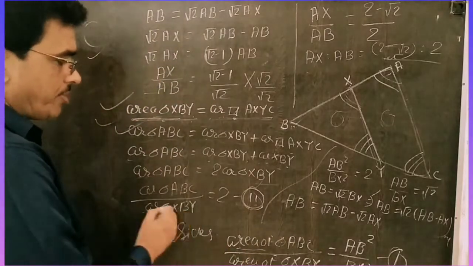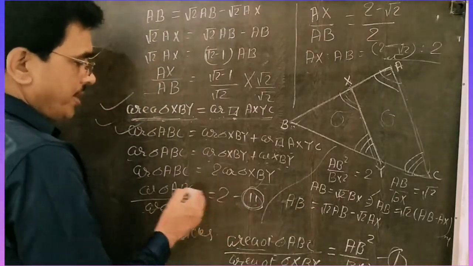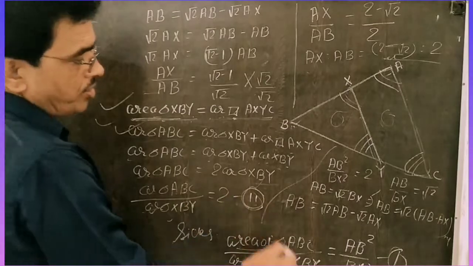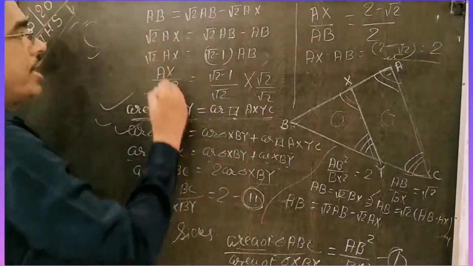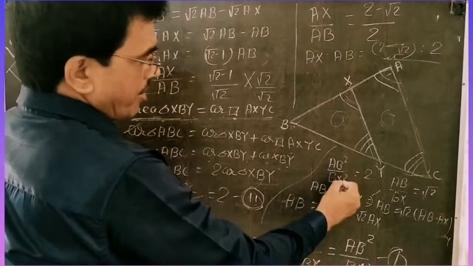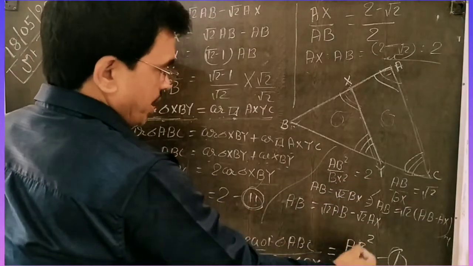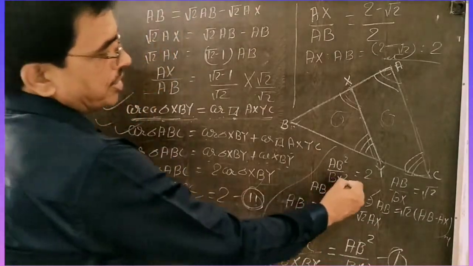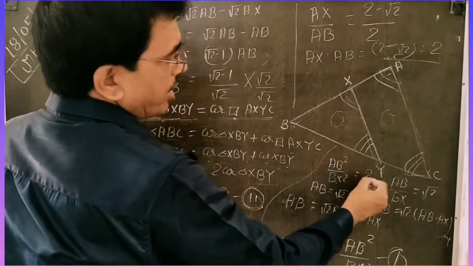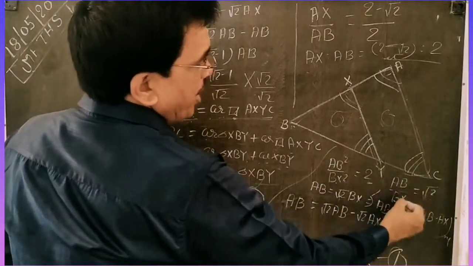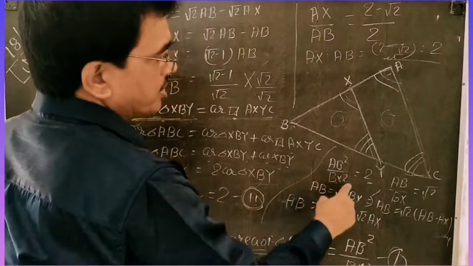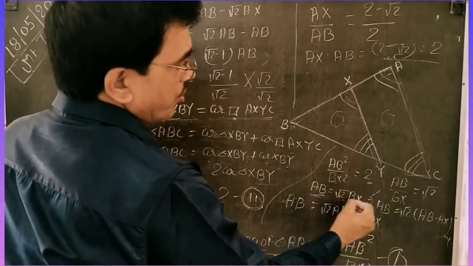LHS are both equal. Area of ABC by XBY, area of ABC by XBY. So RHS will be equal. So I write here that AB square by BX square is equal to 2. This AB square by BX square is equal to 2. And square convert into root. So AB by BX is equal to root 2. Now cross multiplication. Then AB is equal to root 2 BX.